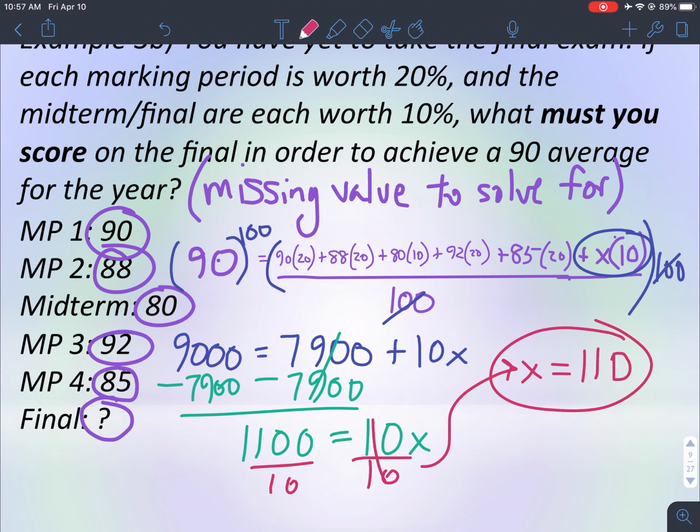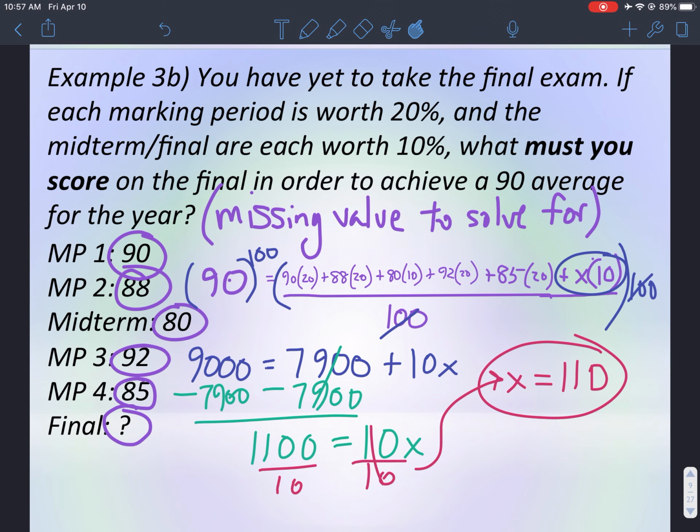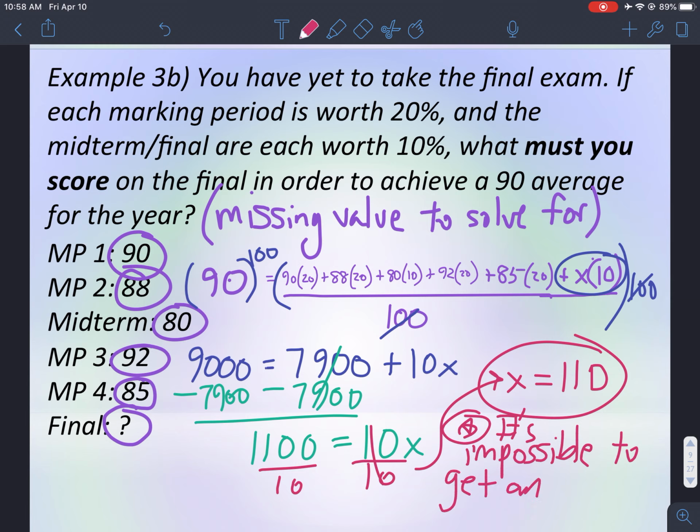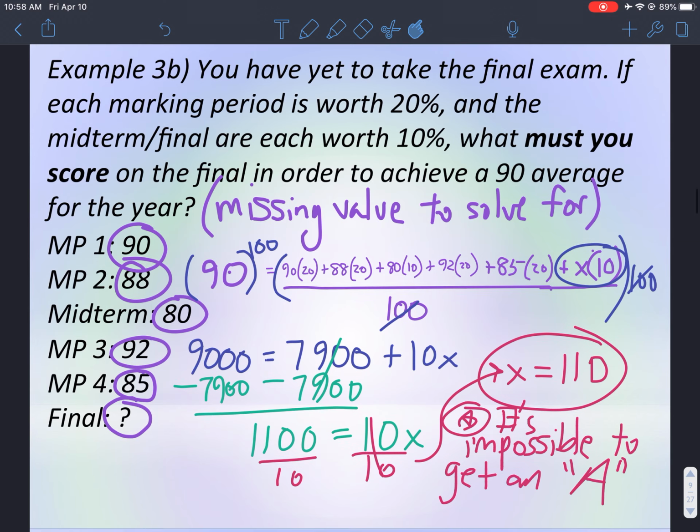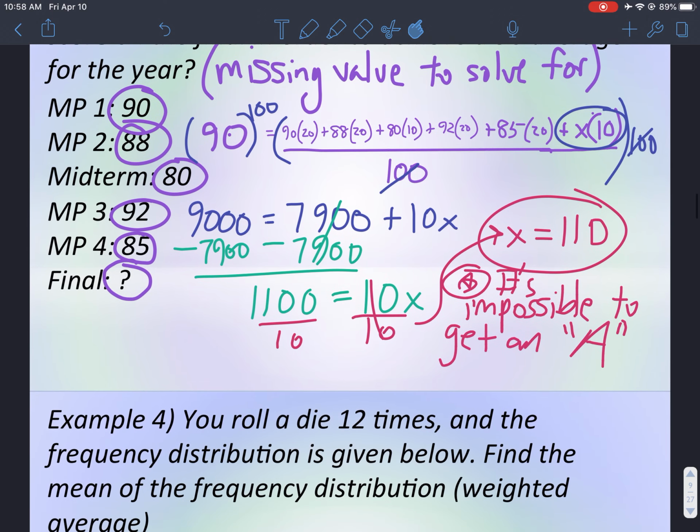What does that tell us about the score we need on the final exam? Well, the highest grade you can get on a test is 100. So because the score you need is 110, that means it's impossible in this case for you to get an A. So make sure you're working hard throughout the entire class, and then you won't have to be under so much pressure in the final exam. Life lessons.